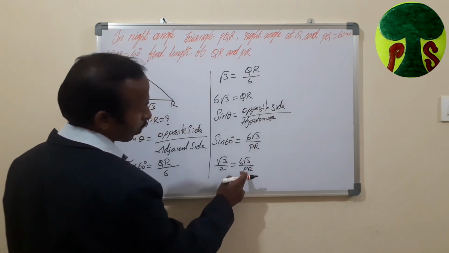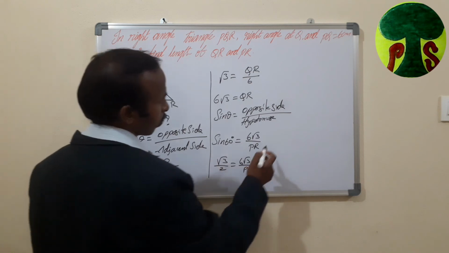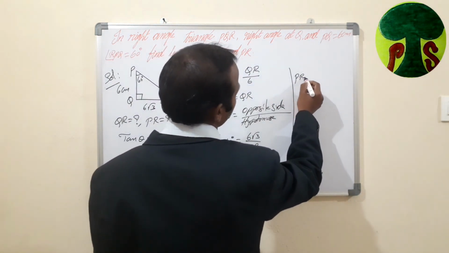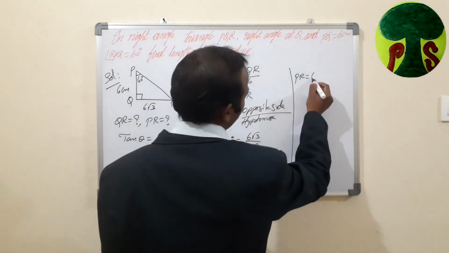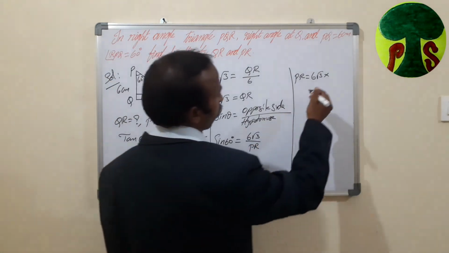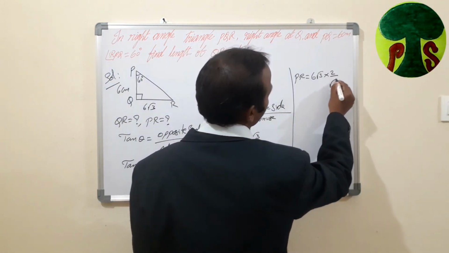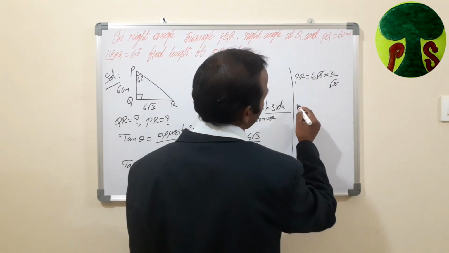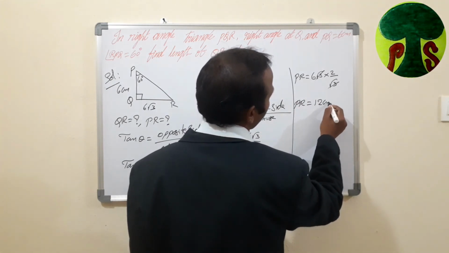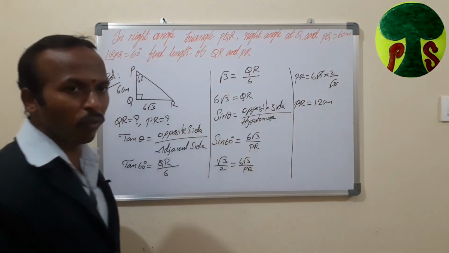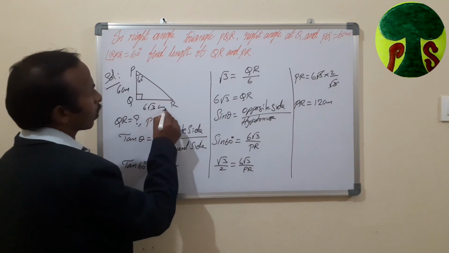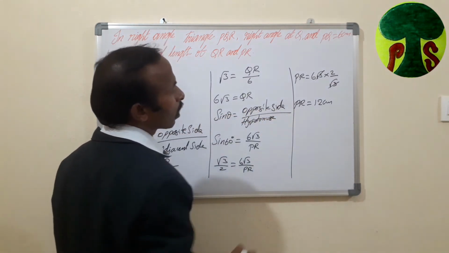Now we require the PR length, so transpose. PR equals 6 root 3 into this fraction, which becomes the reciprocal, that is 2 by root 3. Root 3 gets cancelled. The length of PR is 6 into 2, 12 centimeters. Clear? Finally the length of QR is 6 root 3 centimeters and PR is 12 centimeters.